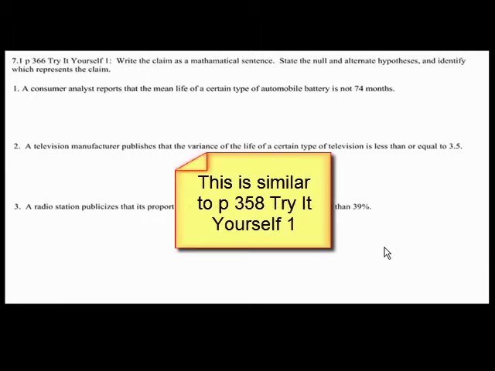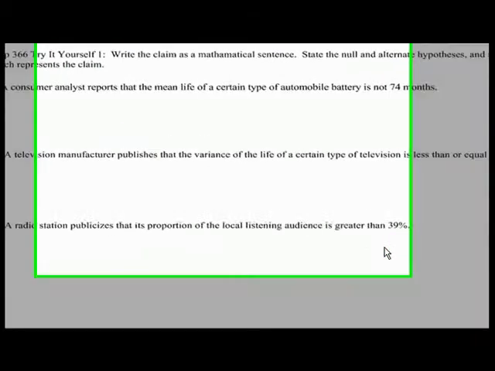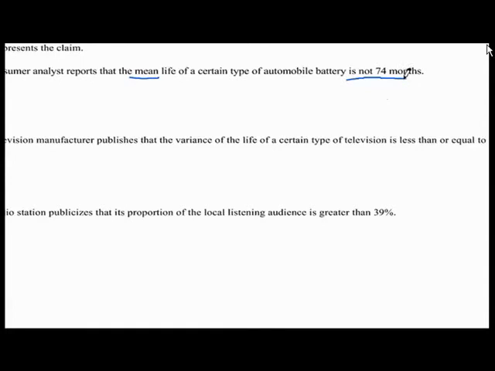Section 7.1, page 366, try yourself 1. Write the claim as a mathematical sentence, state the null and alternate hypothesis, and identify which represents the claim. For number 1, a consumer analyst reports that the mean life of a certain type of automobile battery is not 74 months. And so instead of writing it, I'm just going to underline here, the mean is not 74 months.